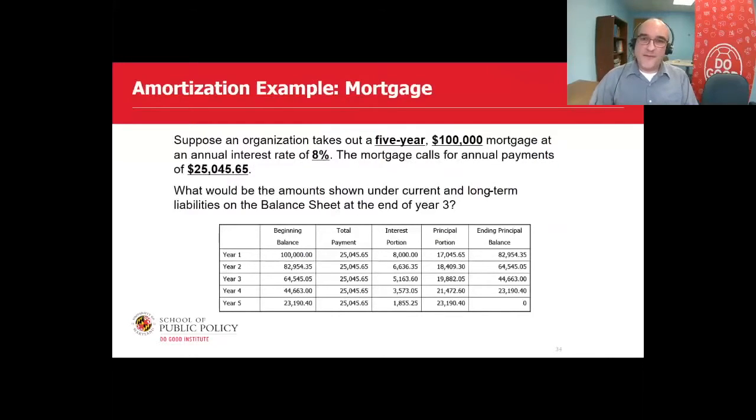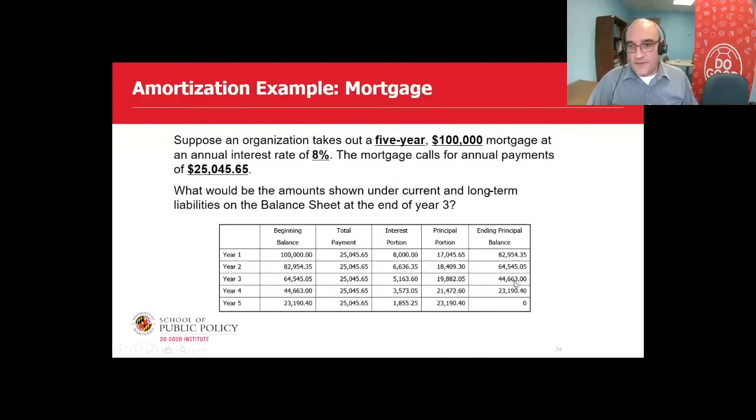Here's an example. We've got an organization here that has a mortgage of $100,000. They need to pay it off within 5 years, and the annual interest rate is 8%. They need to pay a little bit more than $25,000 per year to cover the beginning amount plus 8% interest. How much do they record under current and long-term liabilities for the mortgage at the end of year 3?